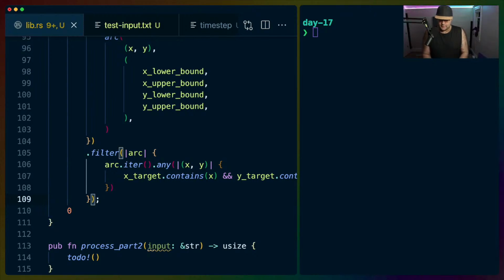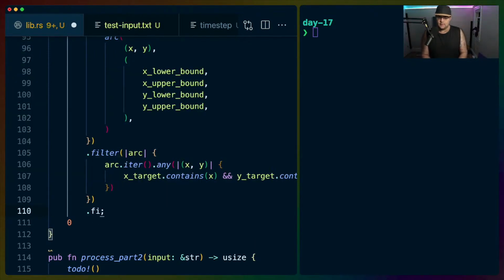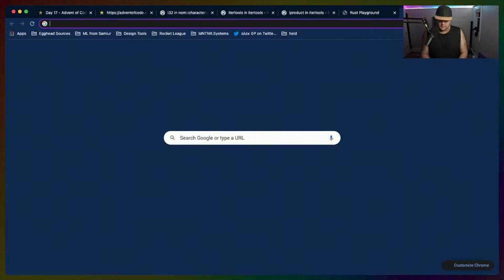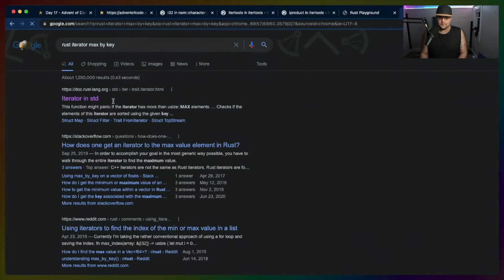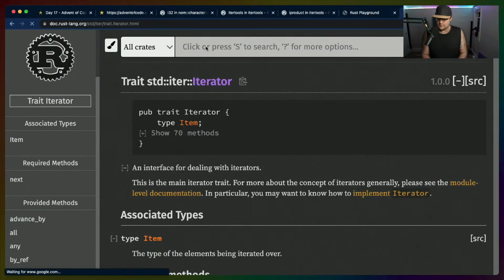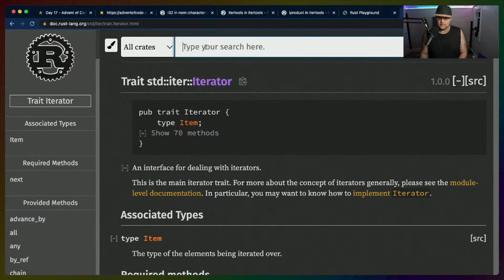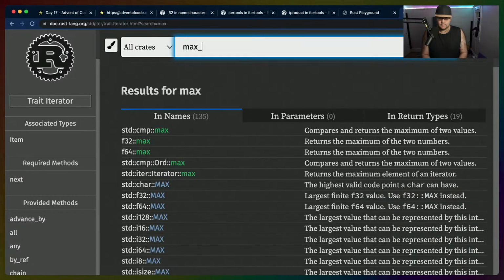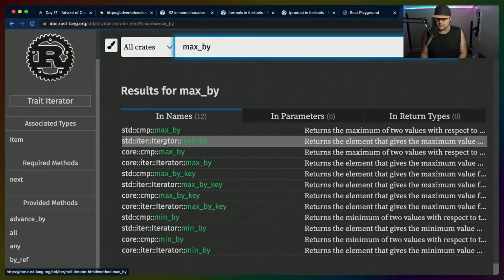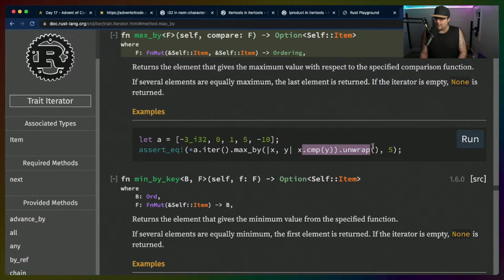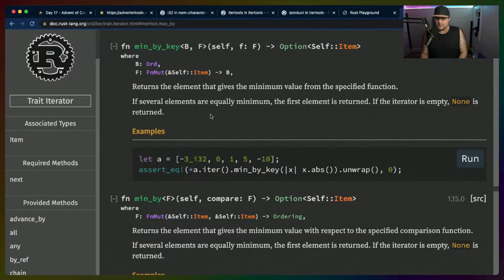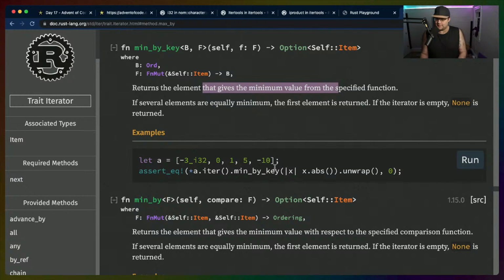And now we need to dot max. Is it max by key what we want? Rust iterator max by key. Come on. Max by. Let's just go with max by for a second. Max by comparison, max by key. Max by key returns the element that gives the maximum from the specified function.